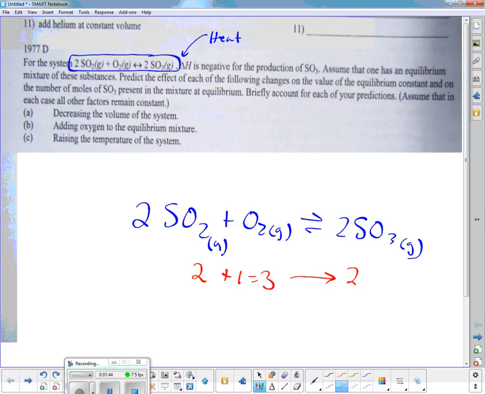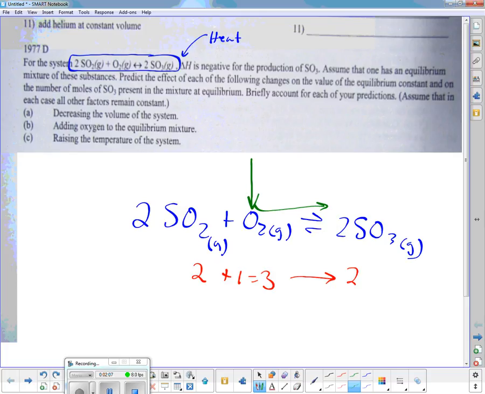If I add oxygen to the equilibrium mixture, I'm going to use green on this one. So I'm adding this. Remember I told you to use arrows going down all the time? Okay. Wherever I put in something, it's going to shift away from that. So it's going to shift that way. Okay, so I put in, it's going to shift to the other side to try and get equal again.